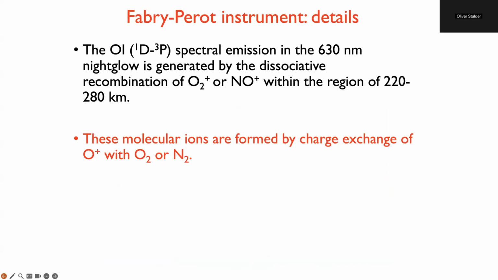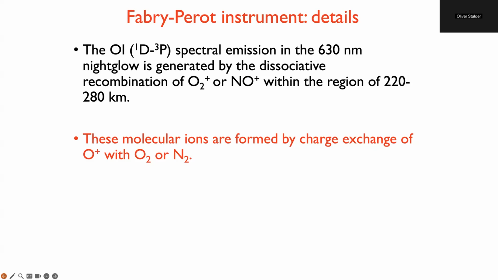The source that I've been talking about, the 630 emission, is generated by the dissociative recombination of O2+ or NO+ within the region of 220 to 280 kilometers, with the peak at around 240 to 250 kilometers. These molecular ions are formed by charge exchange of O+ with O2 or N2.